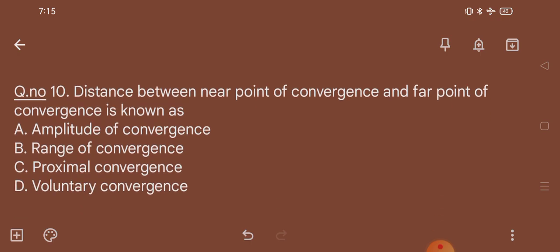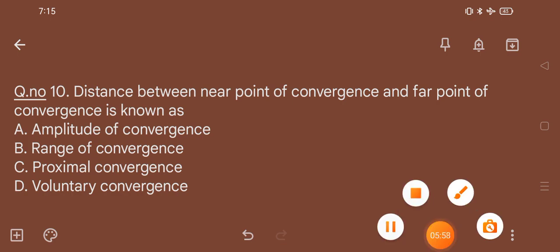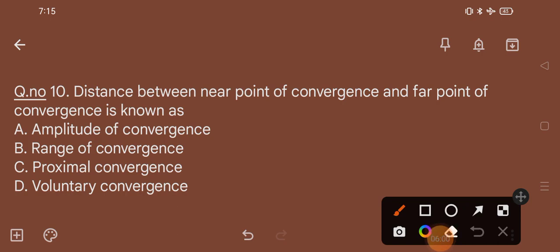Question number 10 is: distance between the near point of convergence and far point of convergence is known as option A, amplitude of convergence; option B, range of convergence; option C, proximal convergence; option D, voluntary convergence. The correct option is option B, that is range of convergence. So distance between near point of convergence and far point of convergence is known as the range of convergence.